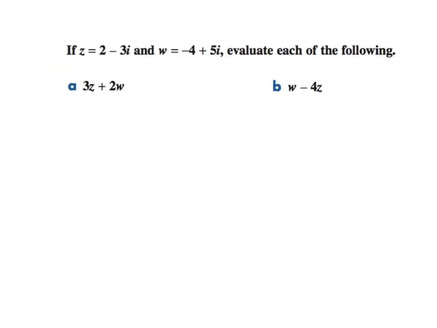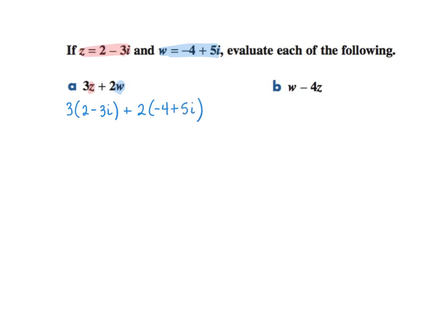In this case, I've defined 2 different complex numbers. I've got z as well as w. And in order to solve the equations, we're just going to have to substitute w in and z in to the equation. Now what that's going to give us is 3 times the quantity 2 minus 3i, plus 2 times the quantity negative 4 plus 5i.